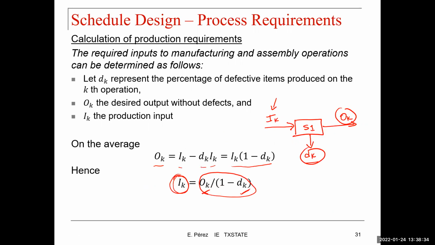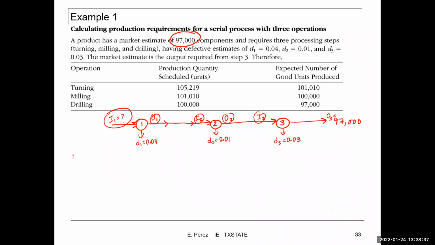I know that IK equals OK divided by 1 minus DK. So I know O3, so I'm going to solve for I3. I3 is going to be equal to O3 divided by 1 minus D3. So I3 is going to be equal to 97,000 divided by 1 minus D3, which is 0.03. So this is equal to 100,000.